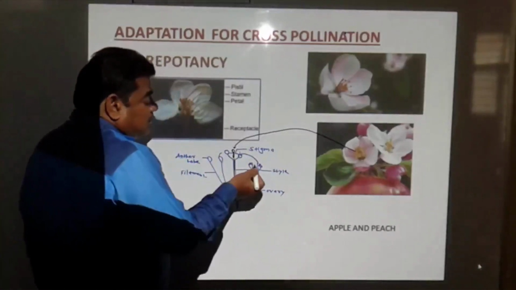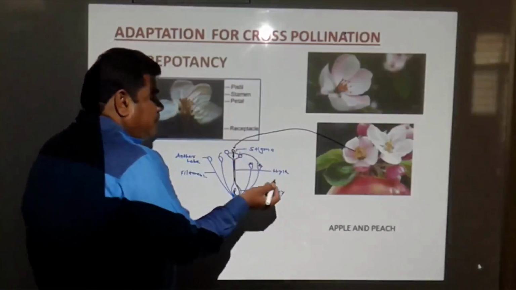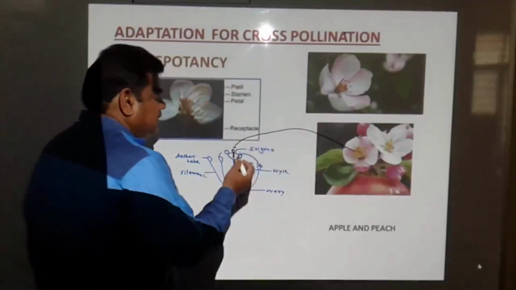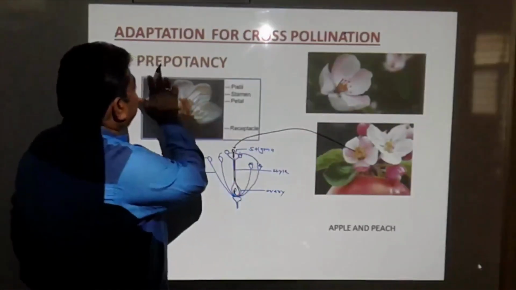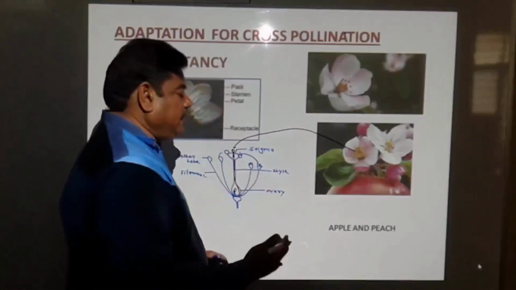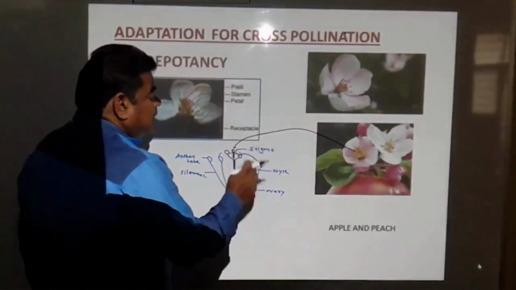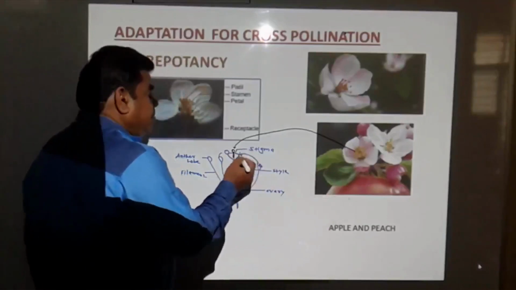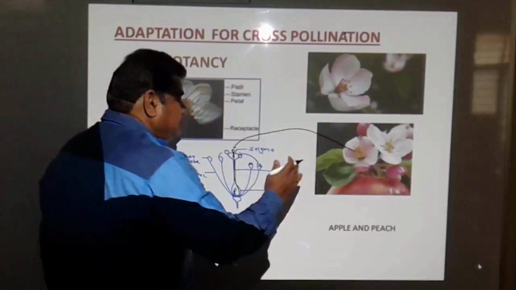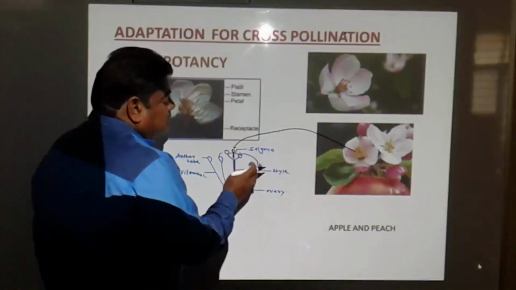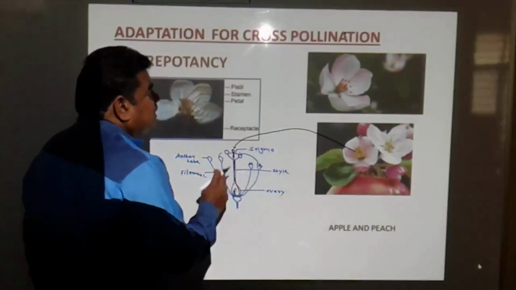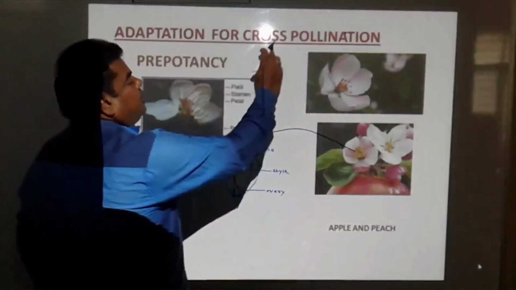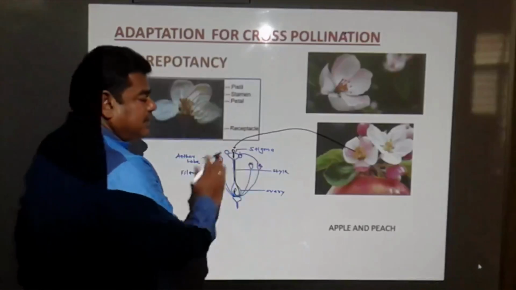So in the case of apple, the pollen grain of the same flower does not germinate, but pollen grain of another flower present on another plant, if it comes by any agency, germinates. We call it prepotency. Now if the pollen grain of another flower of the same species does not come here by any means, then the self-pollen grain germinates here. This adaptation is to gain cross-pollination. Such an adaptation in apple or peach is only meant for cross-pollination and to avoid self-pollination.